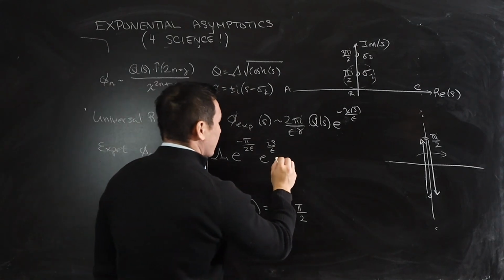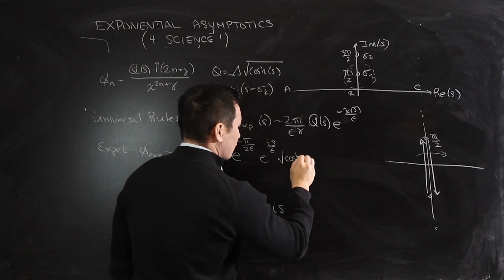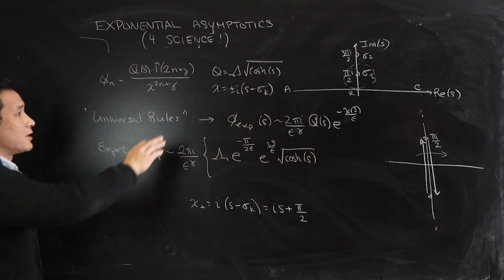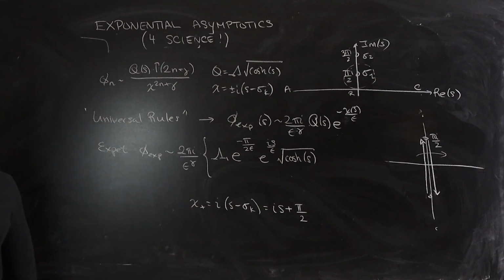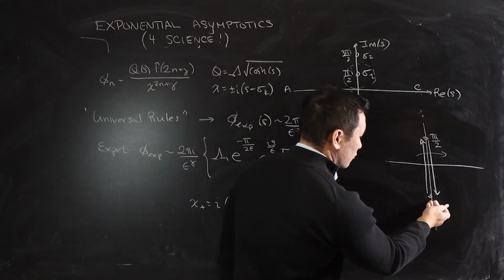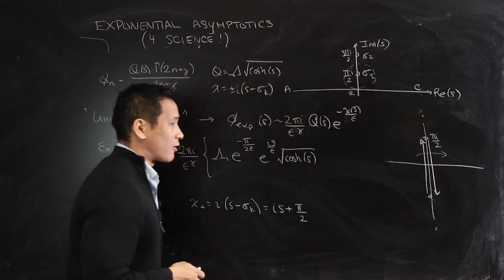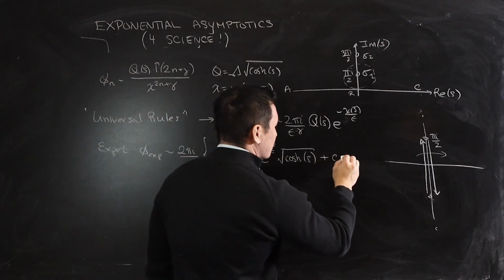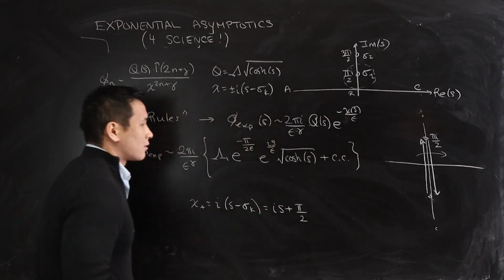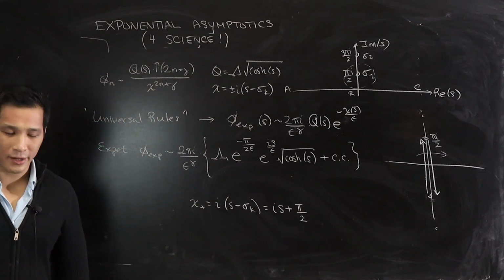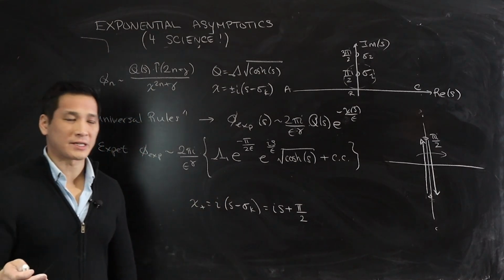And I'm missing my cosh of S factor, which is coming from the big Q here. Okay. I'm then going to add this to the exponential which is generated from the singularity in the lower half plane. But the claim here is that this has to be the complex conjugate of whatever I wrote in here. And the reason why it has to be a complex conjugate is it is by symmetry.